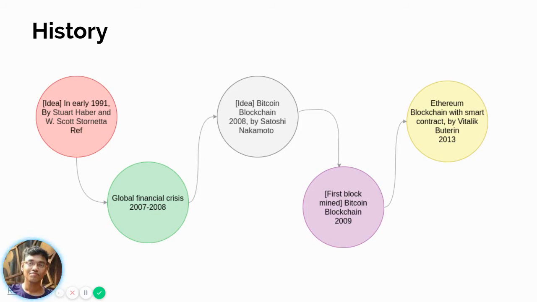After that, the global crisis happened in 2007-8. I included this event because I feel it is really important for the evolution of blockchain, since the whole concept of blockchain is about not having control by a central entity like the government or similar bodies. In 2008, the Bitcoin blockchain came, developed by Satoshi Nakamoto, who we don't know is a person or a group. So the first blockchain happened in 2008.